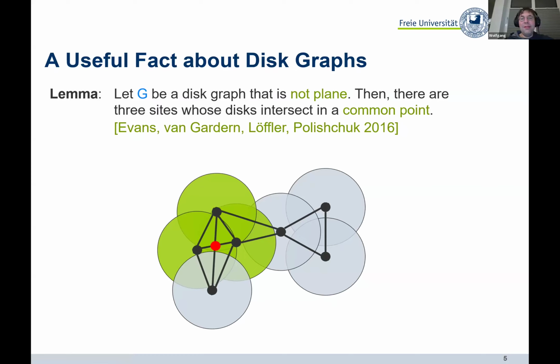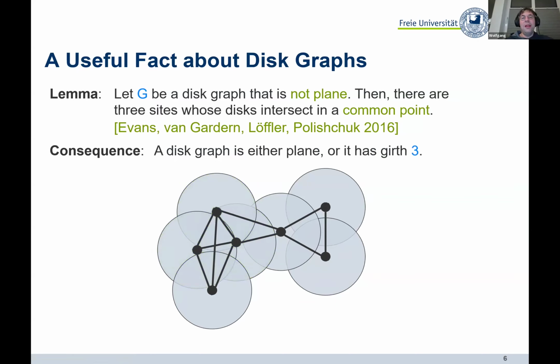And why is it interesting for us? Well, these 3 disks that intersect in a common point means these 3 disks intersect each other, and it means that the disk graph contains a triangle. So if a disk graph is not plane, then necessarily it has to contain a triangle, and it means necessarily it must have girth 3.